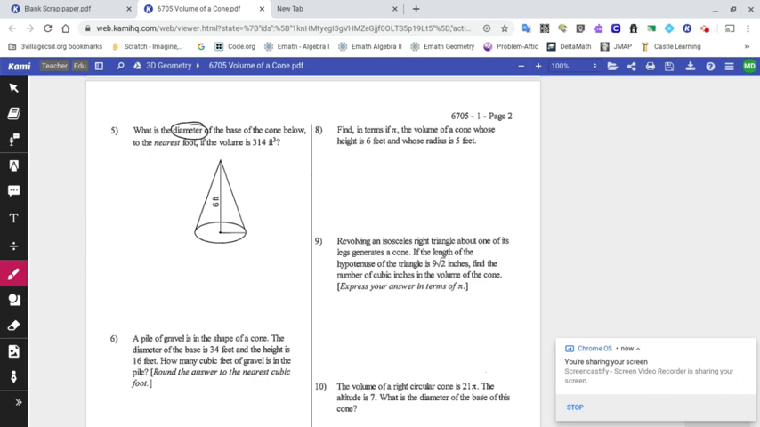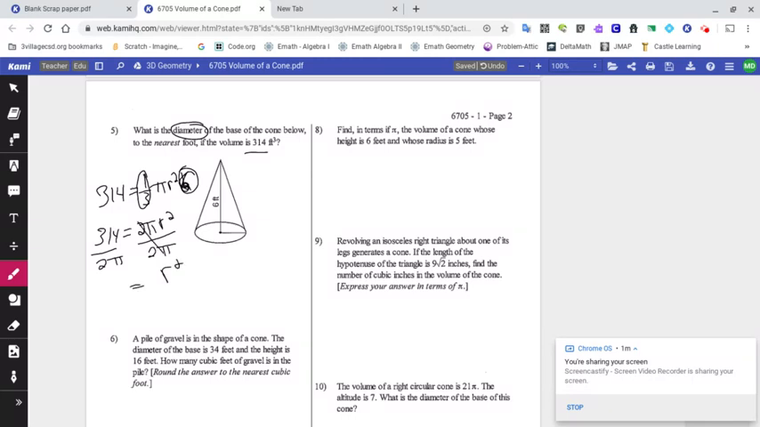So how are we going to do that? Our volume here is 314, so I'm going to write 314 equals 1/3 pi r squared h, where h is 6. This 6 times this 1/3 is 2, so I can write 314 equals 2 pi r squared. I just replaced 1/3 times 6 with a 2. Now I can divide both sides by 2 pi, and that's going to give me my radius squared.